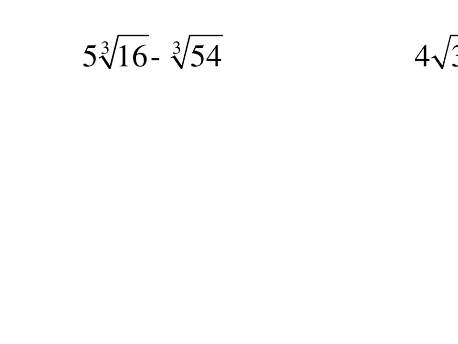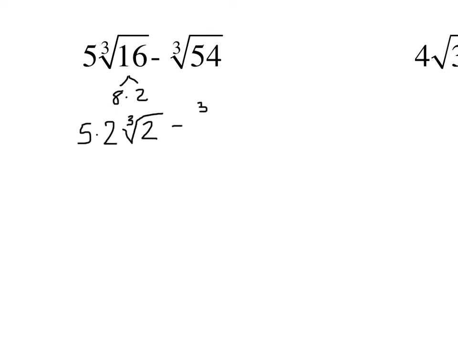5 times the cube root of 16 minus 3 times the cube root of 54. The cube root of 16, you can't do that. But 16, what factor of 16 can you take the cube root of? It's 8 times 2, and the cube root of 8 is 2. Multiply that by the 5 that's already out there. You cannot take the cube root of 2, so it has to stay under the radical.